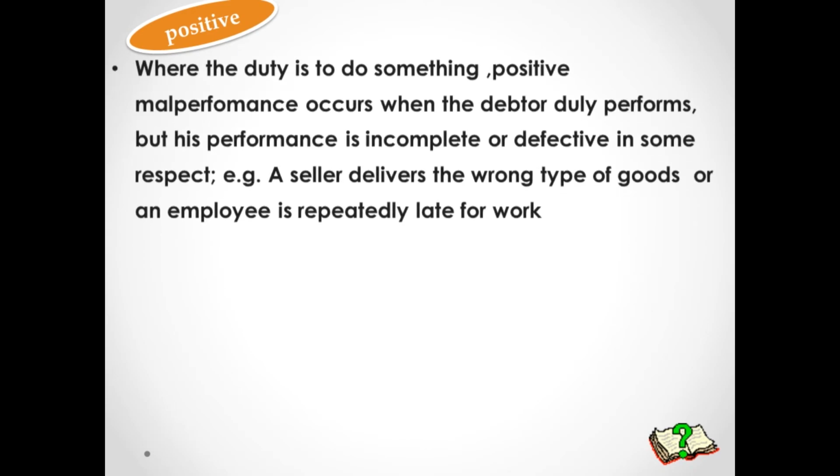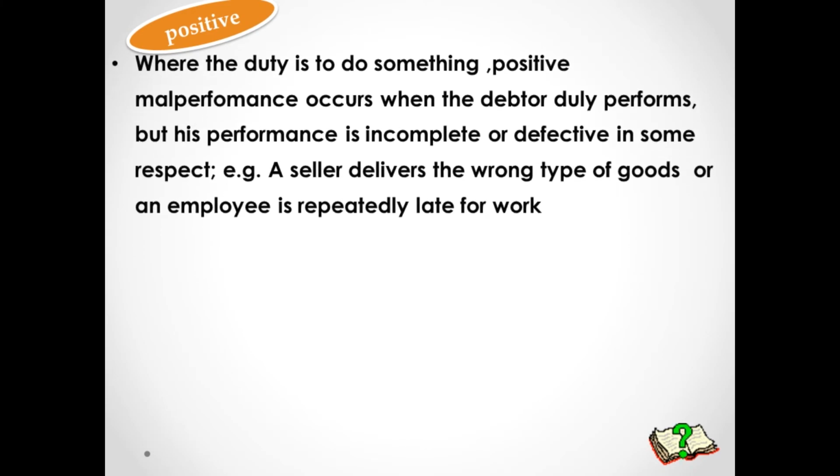In positive malperformance, the debtor has the duty to do something. Positive malperformance occurs when the debtor duly performs, but his performance is incomplete or defective in some respect. As we are saying, for example, a seller delivers the wrong type of goods, or an employee is repeatedly late for work.